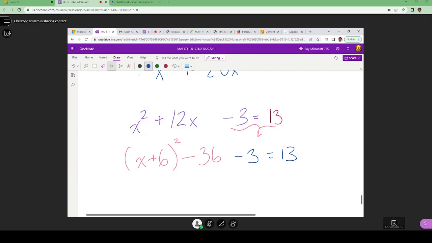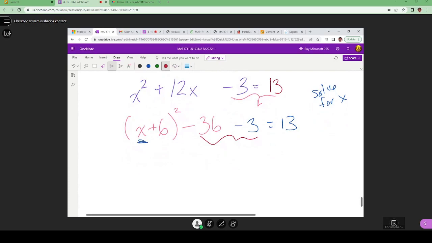Nice. Now, the goal of completing the square, solving quadratics by it, is not setting it equal to 0, because we're not going to be using our 0 property rule. Instead, we're going to solve for x. When you complete the square, you're solving for x. So, to solve for x, I got to combine like terms first. X plus 6 squared minus 39 equals 13.